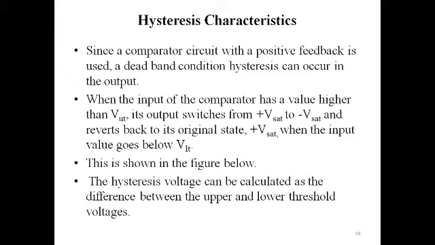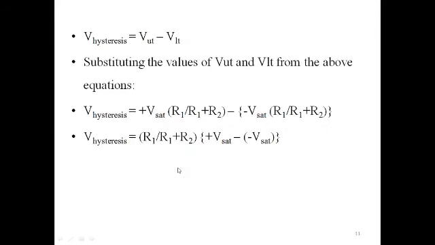In this Schmitt trigger we can study the hysteresis characteristics. Since a comparator circuit with positive feedback is used, a deadband condition, hysteresis, can occur in the output. When the input of the comparator has a value higher than the VUT, its output switches from plus V saturation to minus V saturation, and it reverts back to its original state, plus V saturation, when the input value goes below the VLT. The hysteresis curve of this figure has been shown here.